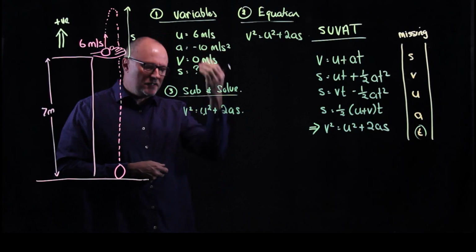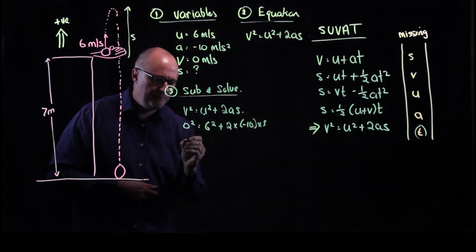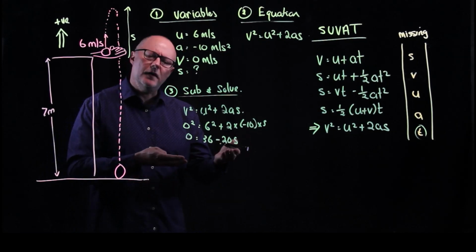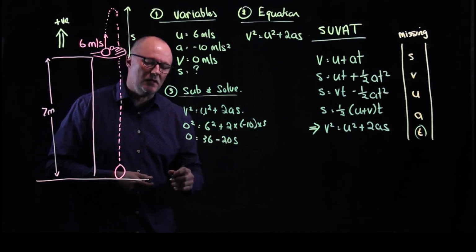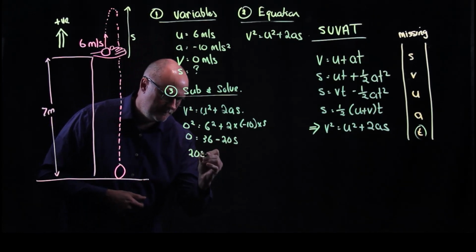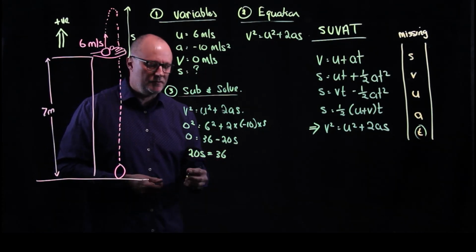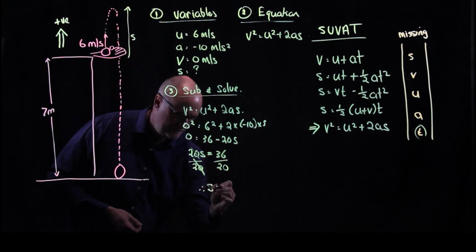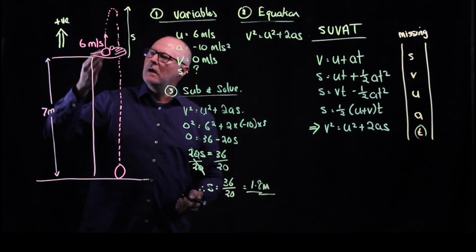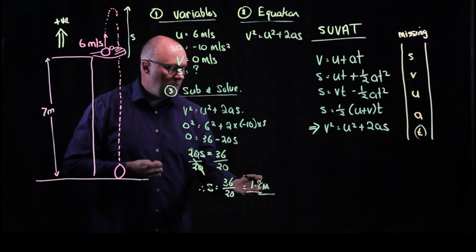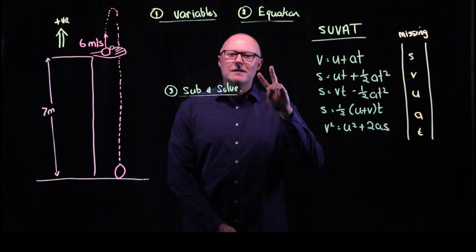Let's now take our values and substitute into the equation. Let's now simplify that. Now we'd like to find s by itself. I recommend we add that negative 20s to the left-hand side to give us all positive values. Finally, to get s by itself, it's currently times 20. Let's divide both sides by 20. So there we have it. The height the ball will reach at an initial velocity of 6 meters per second is 1.8 meters above its starting position.